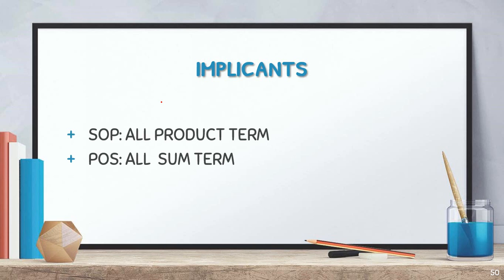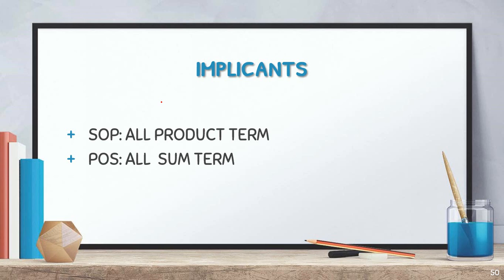Hi everyone, we will discuss some definitions of the Kmap. First is implicants. What does implicant mean? An implicant is a product or minterm in sum of product, or a sum or maxterm in product of sum.